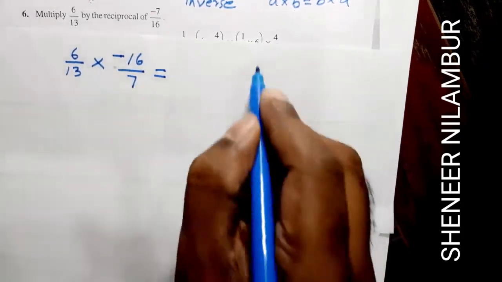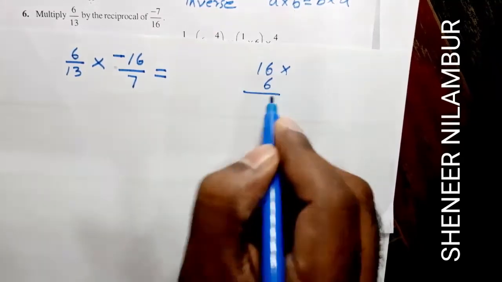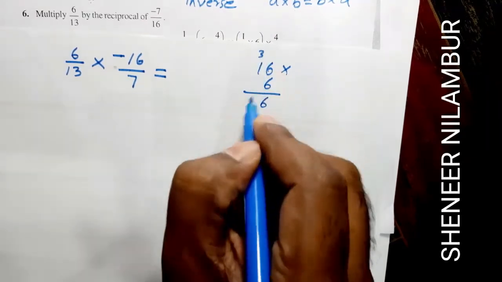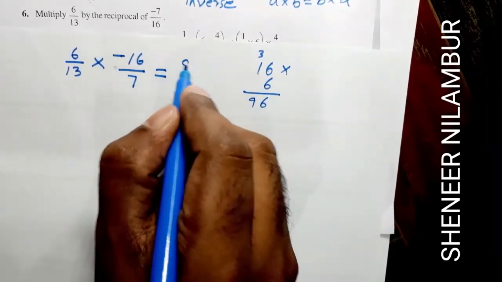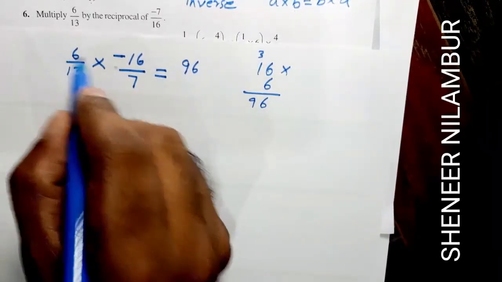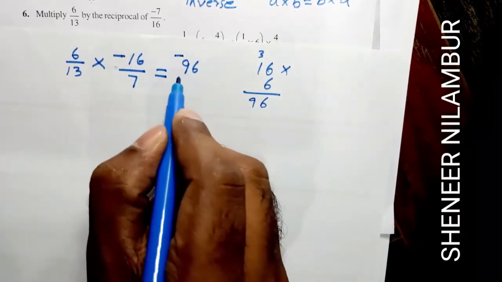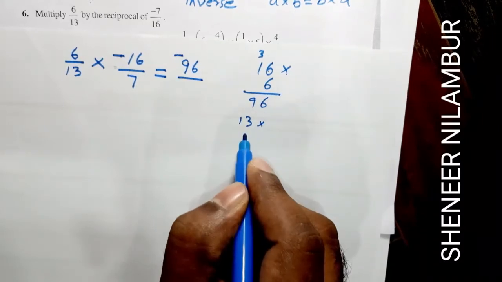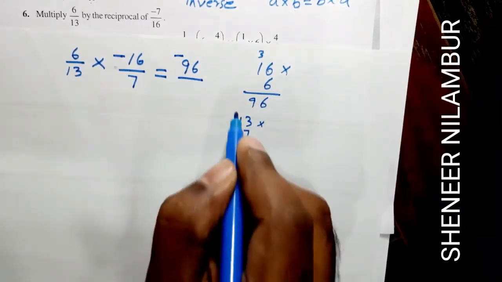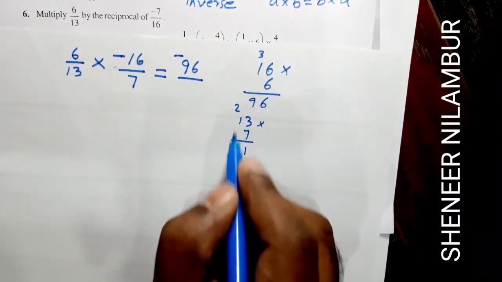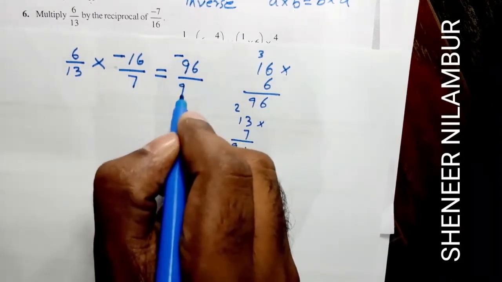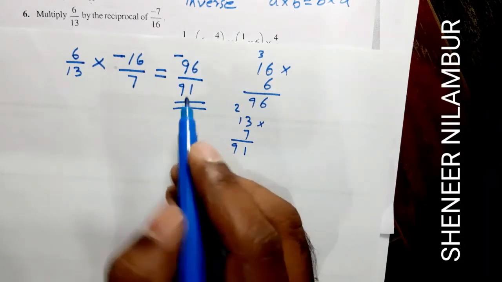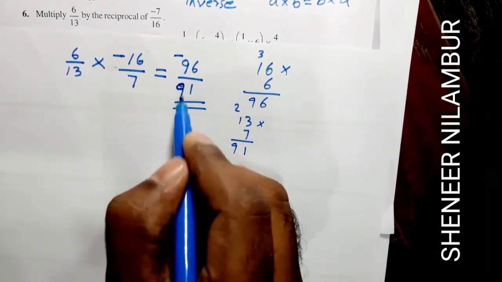We know that 16 into 6: 6 6s are 36, 3 remainder, 1 6 is 6, 6 plus 3 is equal to 9. So 96 on the numerator, but here positive into negative is equal to negative, divided by 7 into 13. So we can multiply 13 into 7: 7 3s are 21, 2 remainder, 1 7 is 7, 7 plus 2 is equal to 9. So the answer is minus 96 by 91. Here it is 9, so 91.